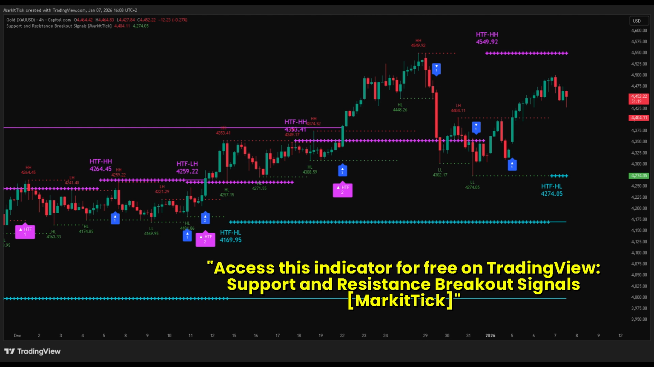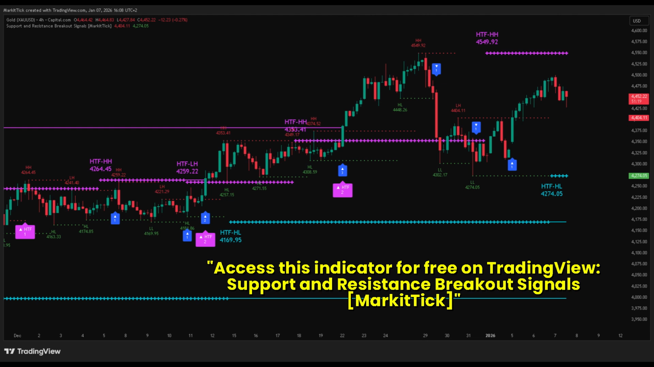Time decay. To mimic the reduced relevance of stale levels, the script includes a time decay feature. If a level is not interacted with for a user-defined number of bars, it is automatically purged from the system, ensuring the chart reflects only fresh interest levels.